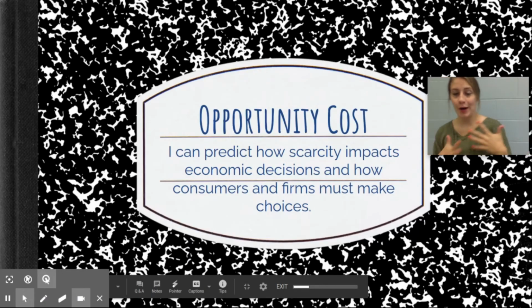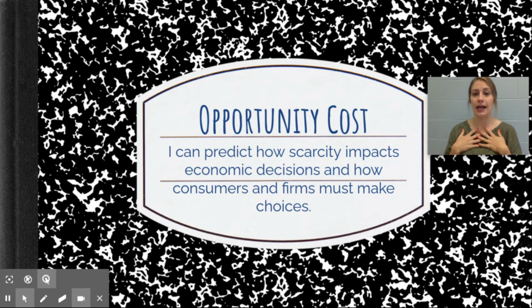As part of our first set of notes, we're also going to talk about opportunity cost. So our learning target for opportunity cost is I can predict how scarcity, remember scarcity is unlimited wants with limited resources, impacts economic decisions and how consumers, you and I, and firms, which are businesses, must make choices. So I just want to sidestep for a second. Businesses in the economic world are often called firms, and they will be called firms throughout the semester. So when I say firms, I mean businesses. So just not to get confused.